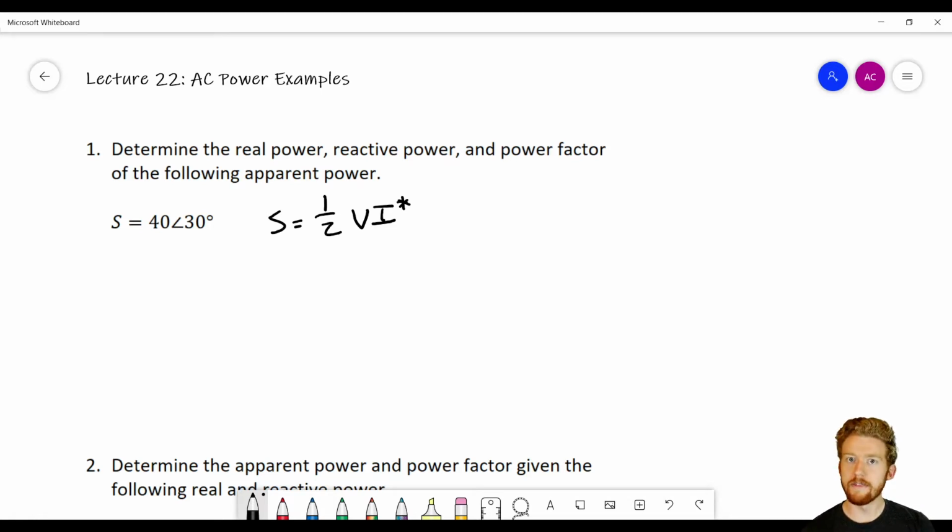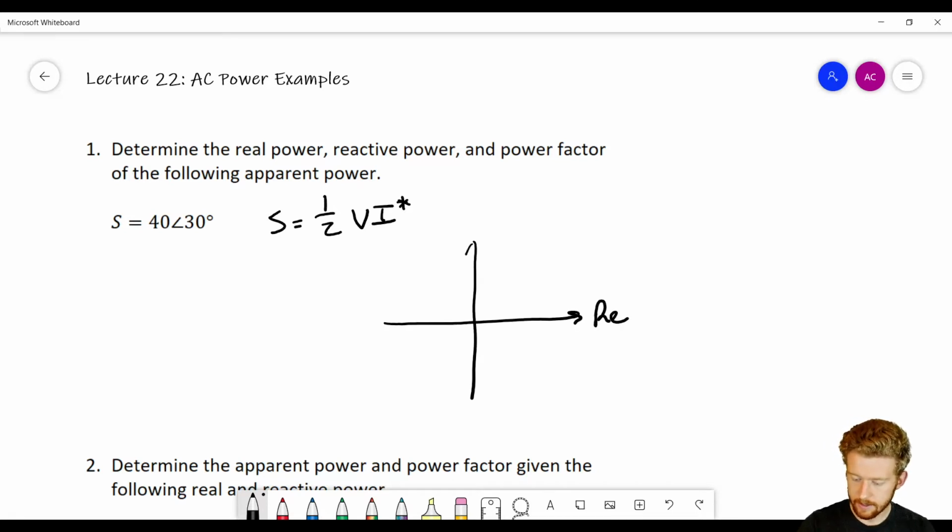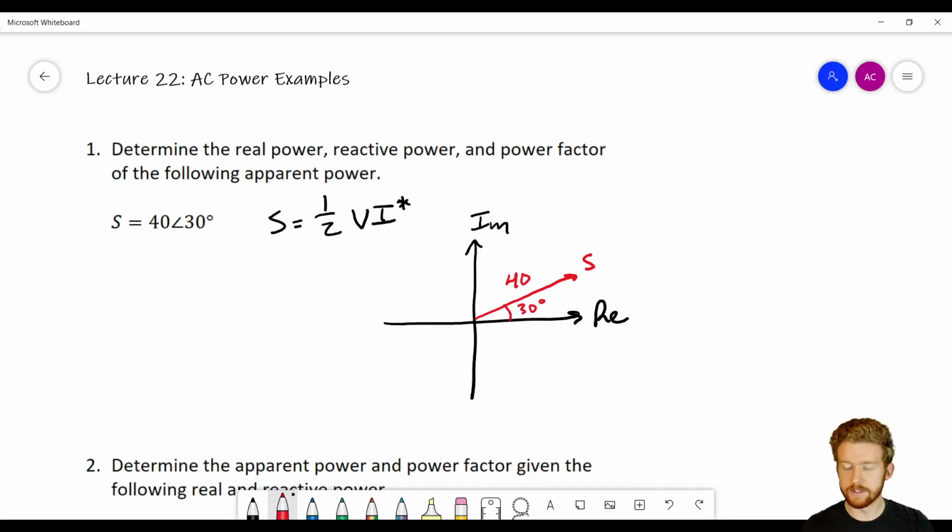So what I think is most helpful to get the real power and reactive power is to draw this on the complex plane. Because this is a complex number, we can draw this on the complex plane. So let me go ahead and draw a plane for you. So here we're going to have the real axis and the imaginary axis. And I'm not going to be too precise on this, so I'm just going to draw this vector here for apparent power. I'll call this one S. Now this S has a magnitude of 40, so the length of that vector is 40, and it has an angle here of 30 degrees. So this is how we're going to represent apparent power in the complex plane.